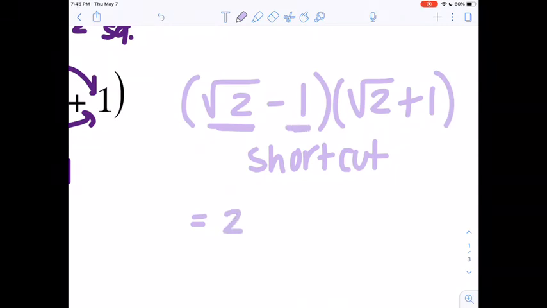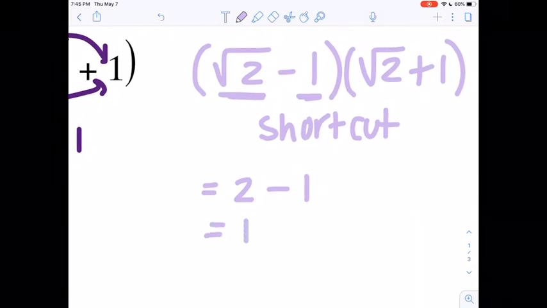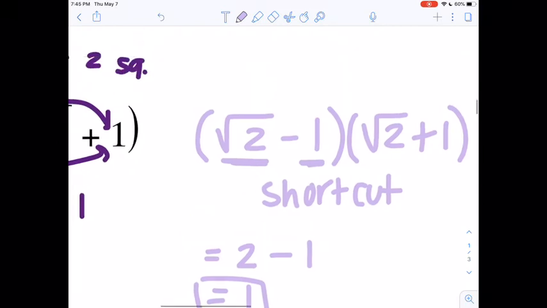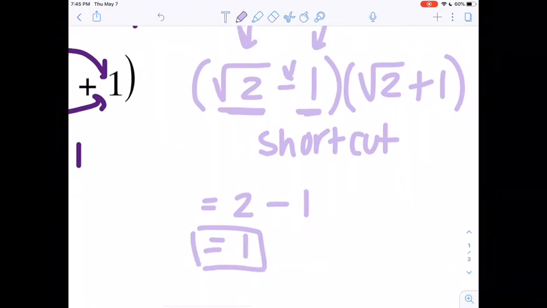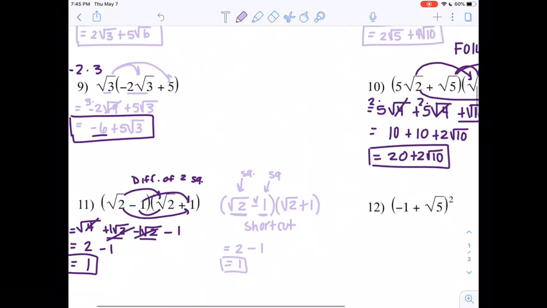And then you're going to square this one, that's 1. And remember, we tag subtraction in between. And then my final answer is 1. So feel free to use the shortcut. Okay, remember, you square this, you square that, and then it's always minus in between, combine them, and then you're done.